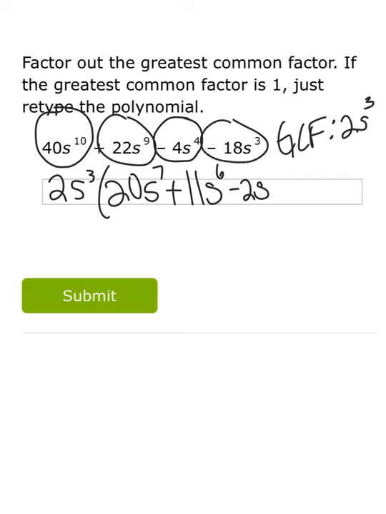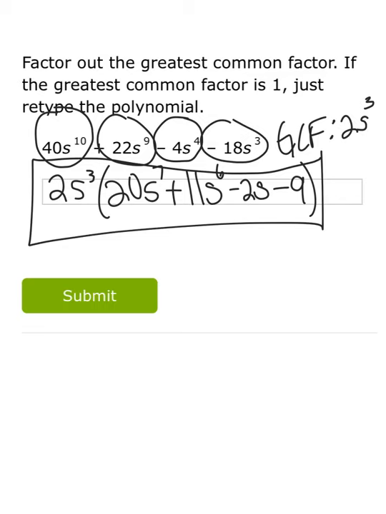negative 18 divided by 2 would be negative 9. And then s cubed divided by s cubed, remember anything divided by itself is just 1. So you don't have any more s's in that one. You had 3 and you took them all out, so you don't have any s's left. So my final answer would be all of this, 2s cubed times 20s to the 7th plus 11s to the 6th minus 2s minus 9.